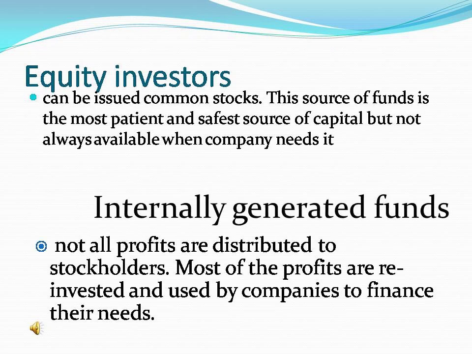Equity investors can be issued common stocks. This source of funds is the most patient and safest source of capital, but not always available when the company needs it. Internally generated funds. Not all profits are distributed to stockholders. Most of the profits are reinvested and used by companies to finance their needs.